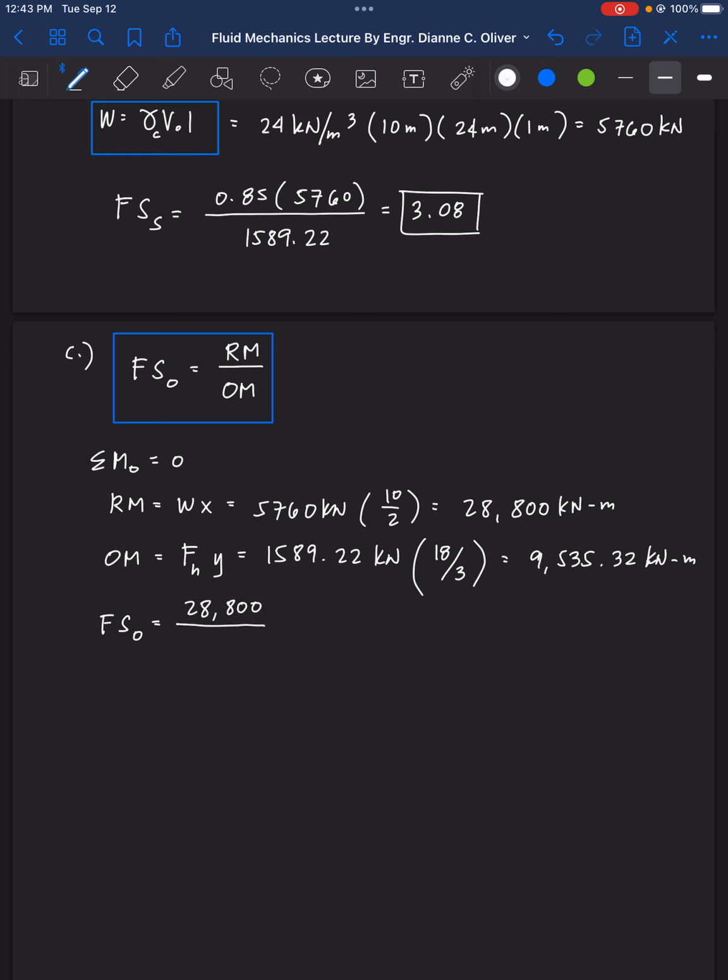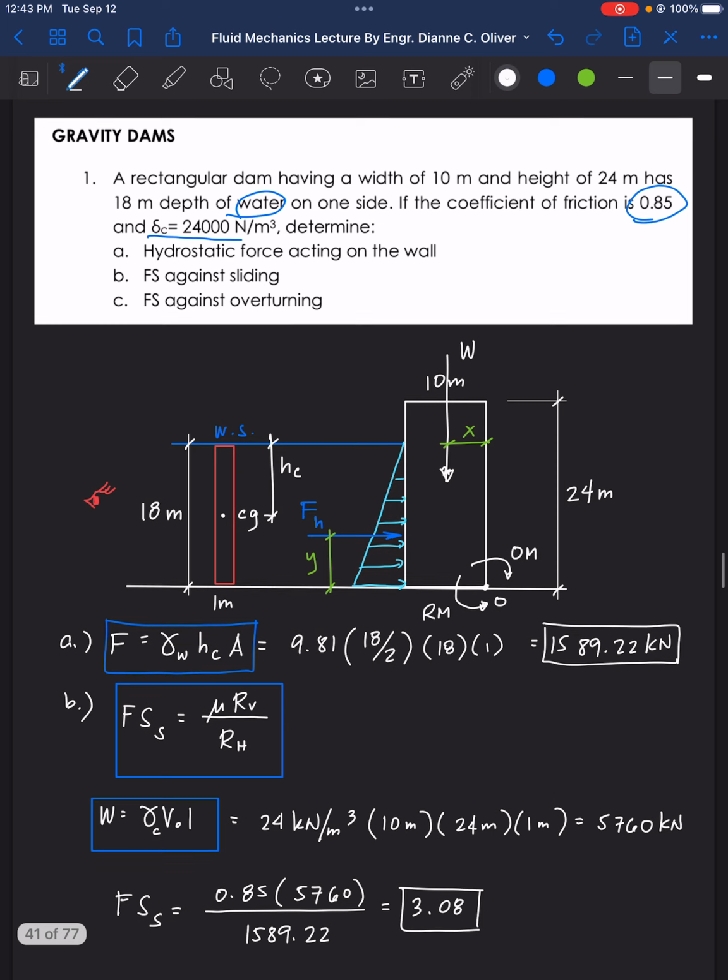28,800 all over 9,535.32. So the answer here is 3.02 and it is unitless. Okay, so that's for example number 1.